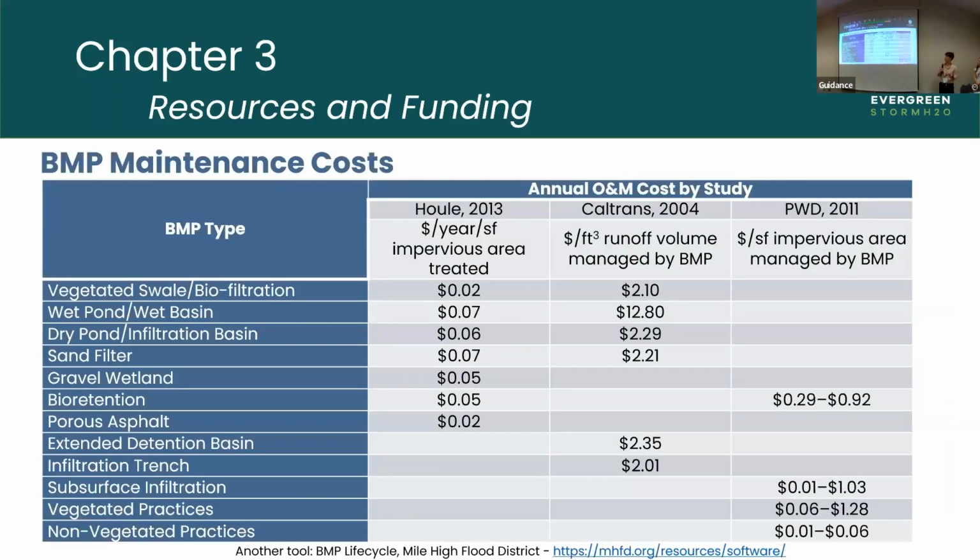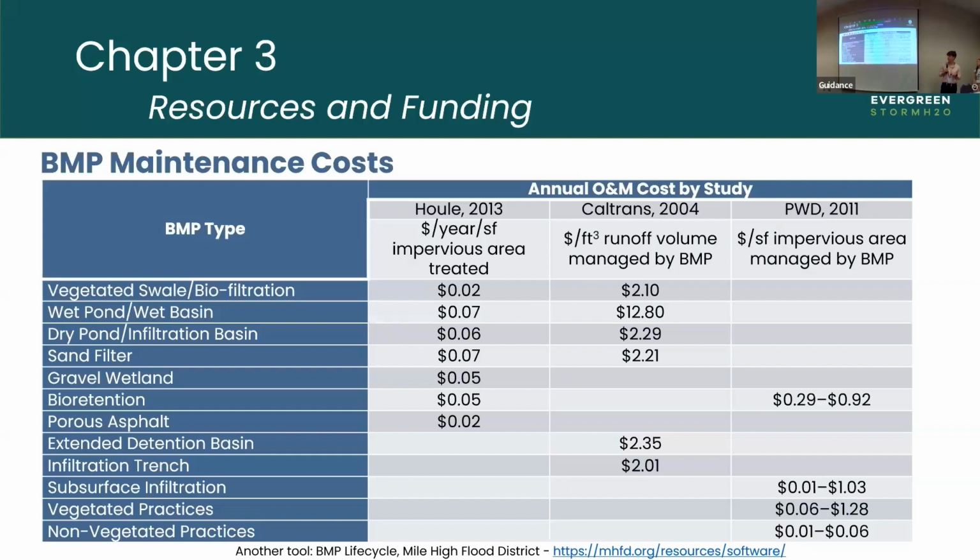So this table just has the list of BMP costs that we were able to identify. You can see that the studies we were able to locate are fairly old. We have different BMP types. We have dollars per year per either square foot, runoff volume, or impervious area managed by the BMP. These are really just going to provide starting points.